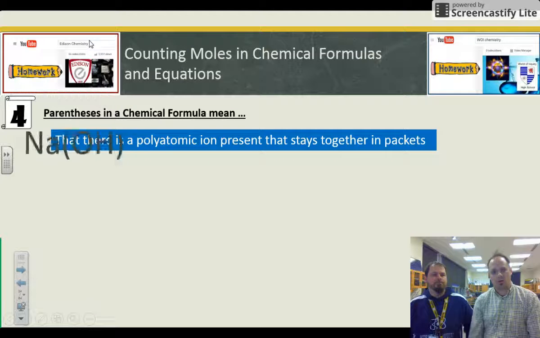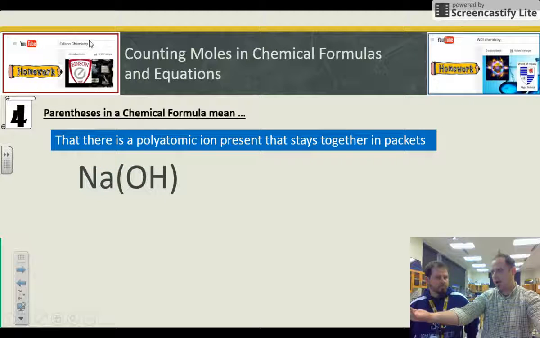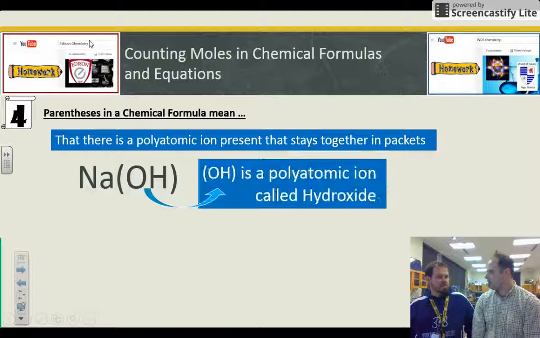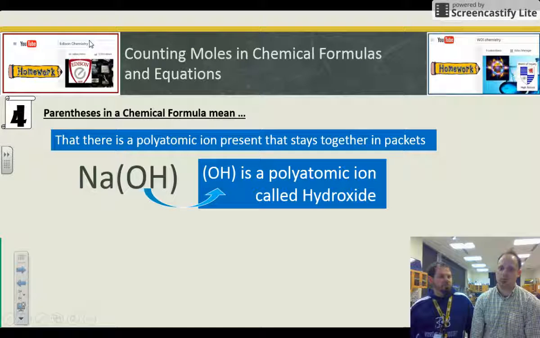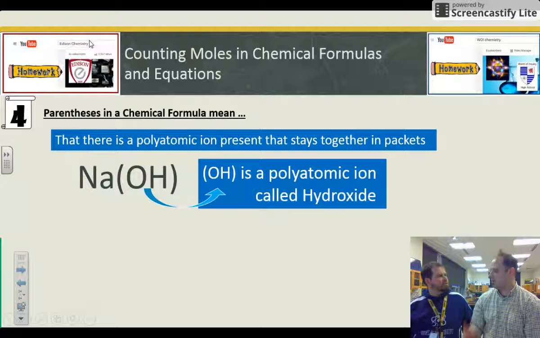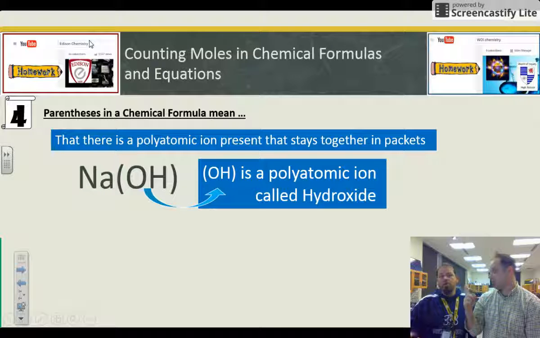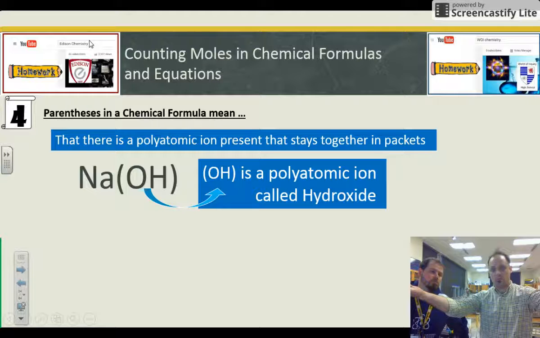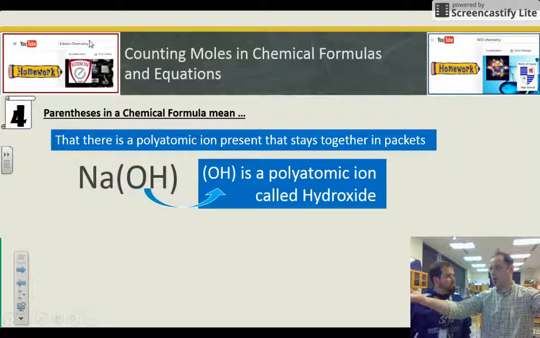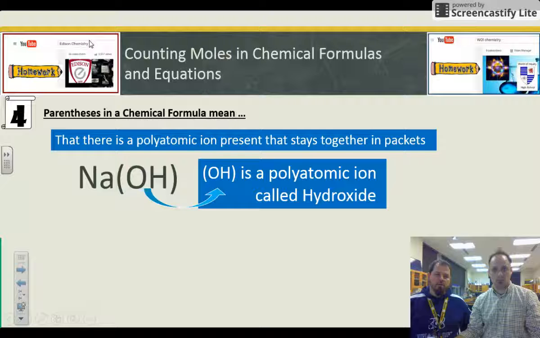So let's see what we do. If I have a parentheses, how do I count this? There are no numbers, but I know that OH is my polyatomic ion. There's no number after the Na, so how many do you think there is? 1. And there's no number after the parentheses, so how many hydroxides? 1. So this one's easy. Let's count them. 1 of each: 1 sodium, 1 oxygen, 1 hydrogen. Done.